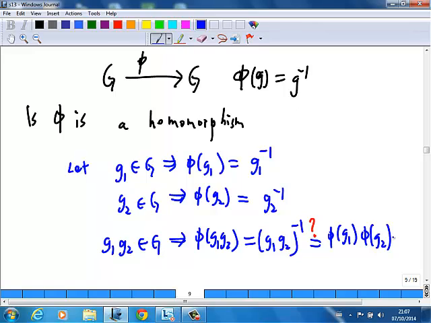Okay, so what is the image of G1? Image of G1 means G1 inverse. Image of G2 means G2 inverse. So the question is: is (G1 G2) inverse equal to G1 inverse times G2 inverse?